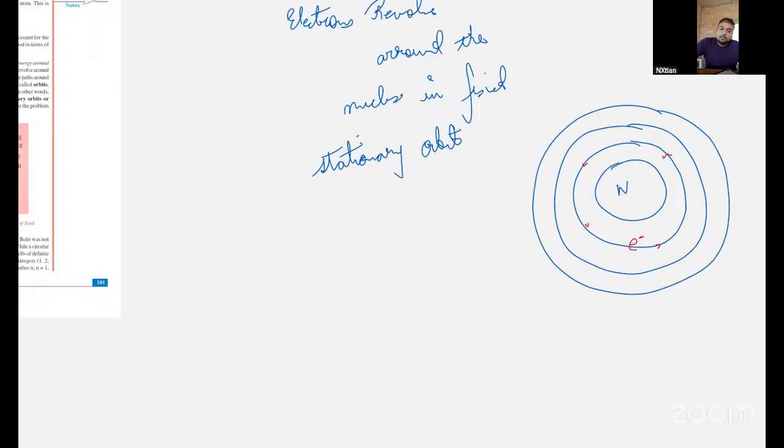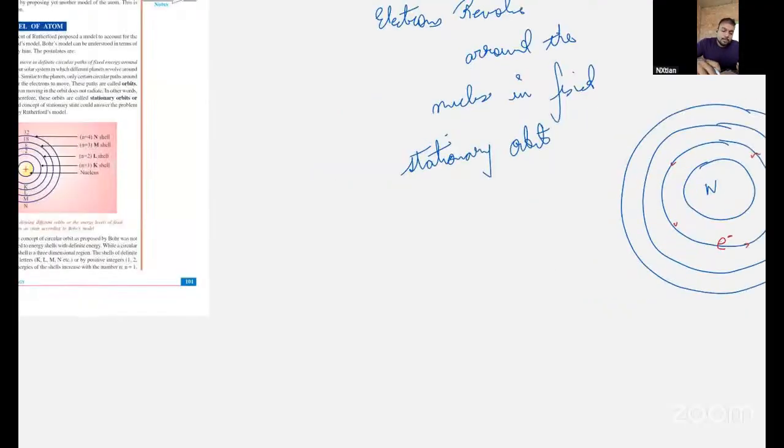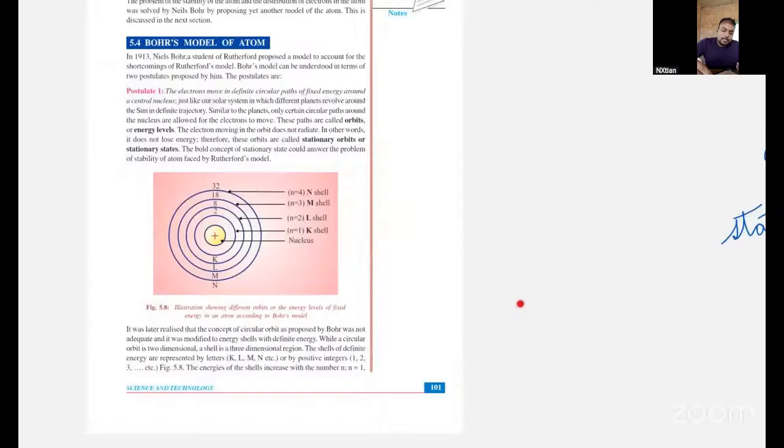Got it? Yes, sir. This is the first postulate. Joshua, can you read this first postulate? Okay, sir. The electrons move in a definite circular path of fixed energy around a central nucleus, just like our solar system, in which different planets revolve around the sun in a definite trajectory. Similar to the planets, only certain circular paths around the nucleus are allowed for the electrons to move. These paths are called orbits or energy levels.